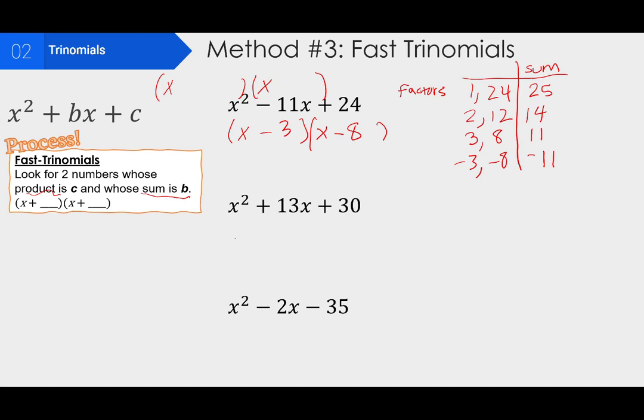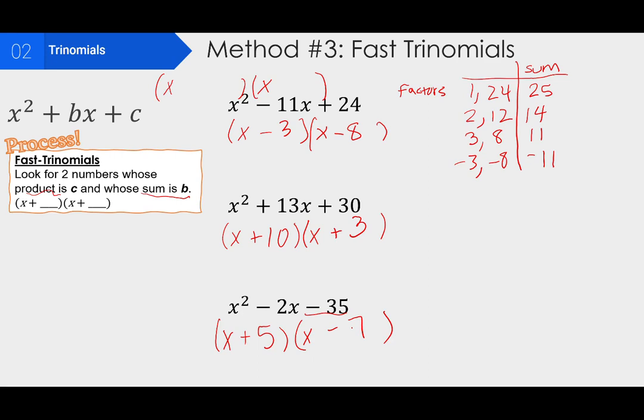Welcome back. Let's see, on this one, you should have found that you can add 10 and 3. Those will multiply to be 30. And on this last one, because you're going to multiply to be a negative, you're going to have both a positive and a negative. And then add to be negative 2, so that's going to be positive 5 and negative 7. Okay, you want to make sure that those work. You can always multiply the 2 binomials together and see if you end up with that fast trinomial answer.